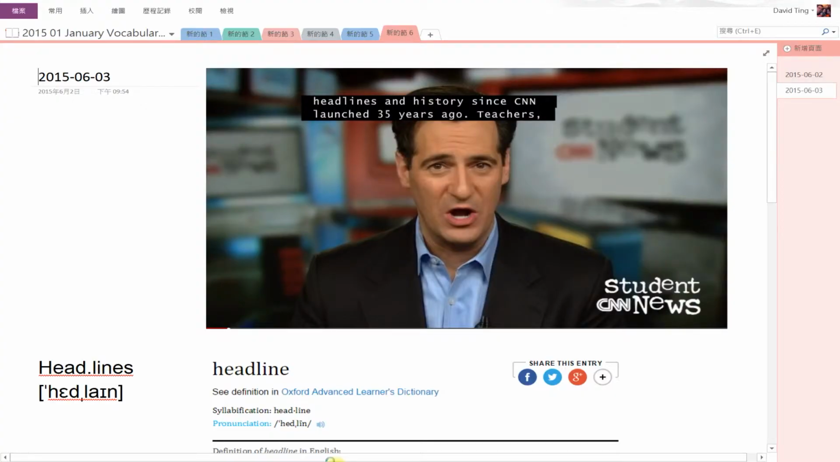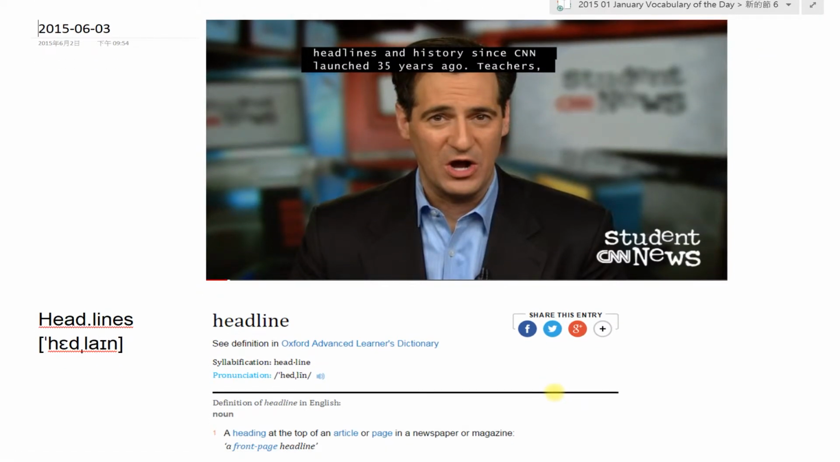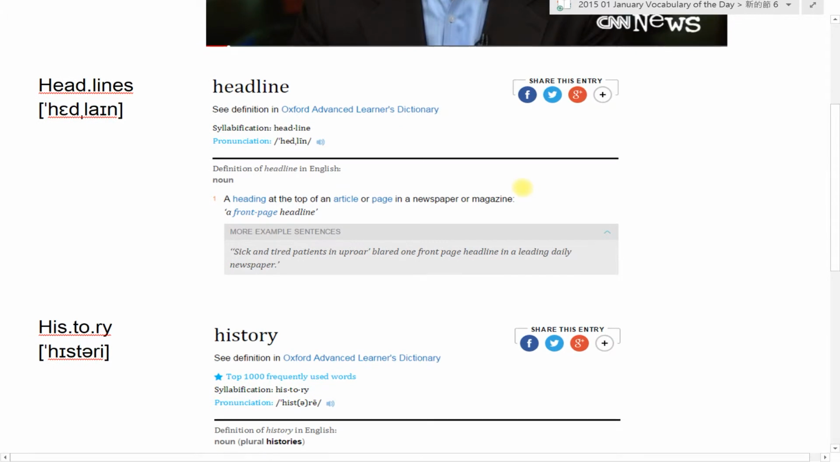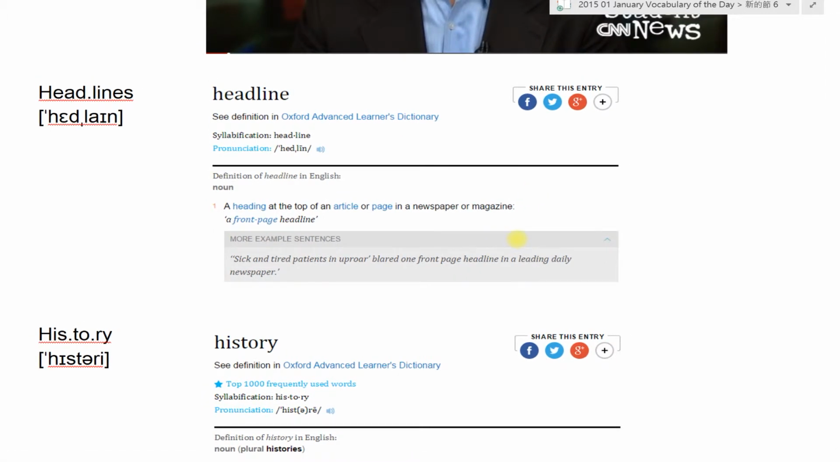Now let's go over the 2 vocabulary words that were introduced today. Let's look at the image that was from the clip. Headlines and history since CNN launched 35 years ago. Let's go over the definition parts for those 2 vocabulary words. Let's start with the first one. Follow me.